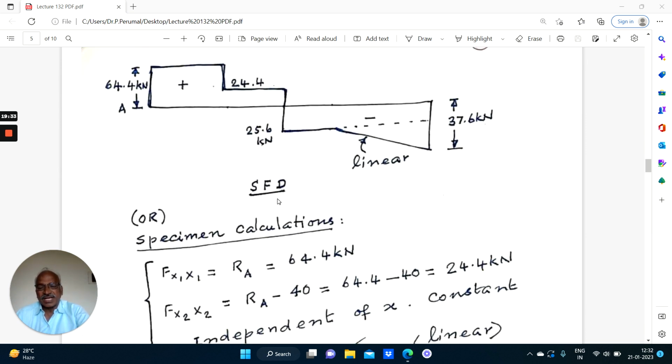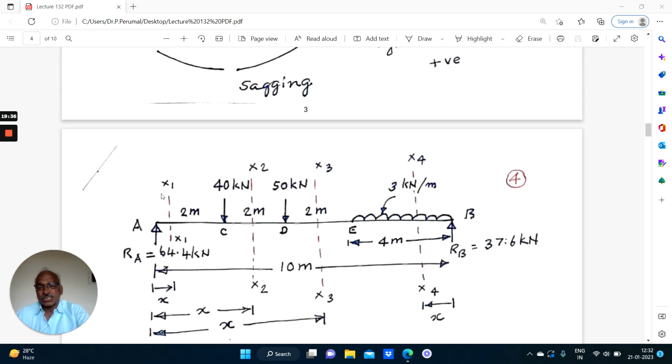For example, if we take section X1, to the left of X1 we have only RA. So the shear force at X1 is equal to RA only. No X, no X power 2, nothing. That indicates from A to C, till we meet the next load, the shear force diagram is constant. Similarly, when we take section X2, the shear force at X2 equals RA, 64.4 minus 40 minus 50. It's only the algebraic sum of the vertical forces. No x term. Therefore, that is also constant.